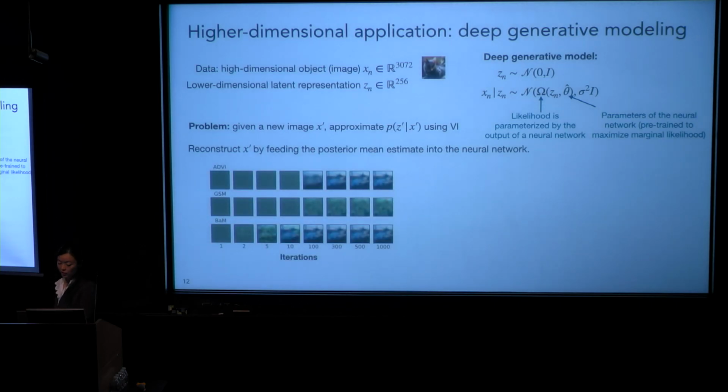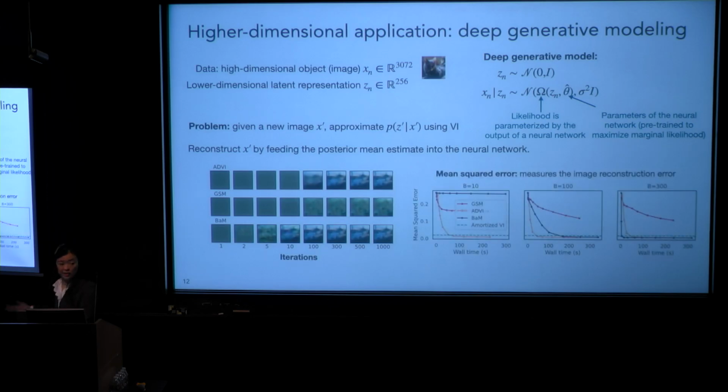And so here's a pictorial visualization of these three methods reconstructing one particular image. And you can see from the bottom row that BAM is able to reconstruct the image much faster than the other methods. A more quantitative measure of this can be seen through the mean squared error as a measure of image reconstruction error. On the x-axis, I'm now showing the wall clock time, and the y-axis shows the mean squared error. The takeaway from this plot is that when we run BAM with a batch size of 300, it's actually converging faster than ADVI on any batch size. And the batch size is, of course, given by the titles of each panel here.